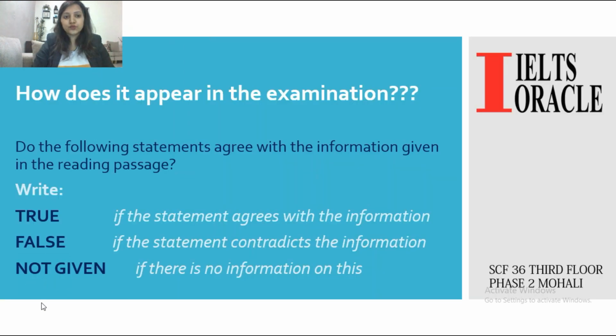And this is how this question appears in the examination. Do the following statements agree with the information given in the reading passage? You need to write True if the statement agrees with the information given in the passage. If there is any sort of contradiction between the statement and the information given in the passage, you need to choose the option False. And if no information is mentioned about the statement in the passage, then you'll have to opt for the Not Given option. I hope you're now very clear with the requirement of this type of question. So let's proceed with the strategy.